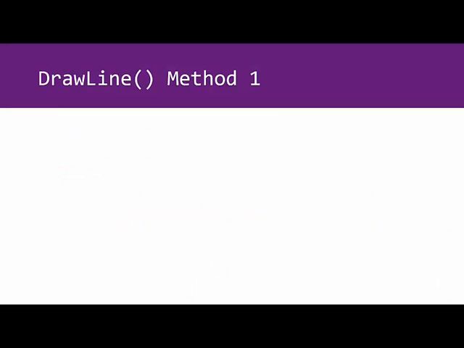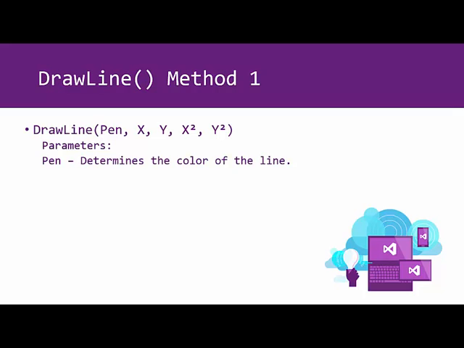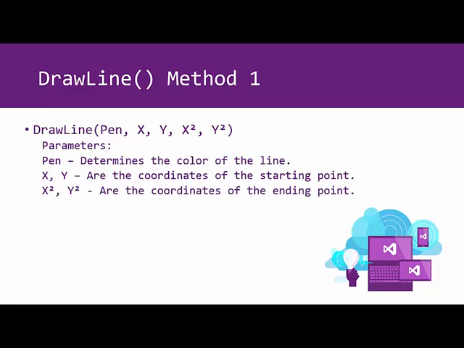First, we're going to start with the first method. There's actually two ways you can do this. The first one should look something like this, where you have a pen, the first x, the first y, the second x, and the second y. The parameters are: the pen determines the color of the line. You can change it green, yellow, whatever color you like. The first x and y are the coordinates for the starting point, and the second x and y are the coordinates for the ending point.